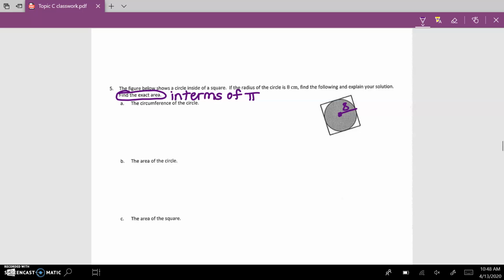All right, and then that's pretty much everything. That should help you out to kind of get started. If you have any questions, though, you can always send me an email with a picture of the problem that you're on.